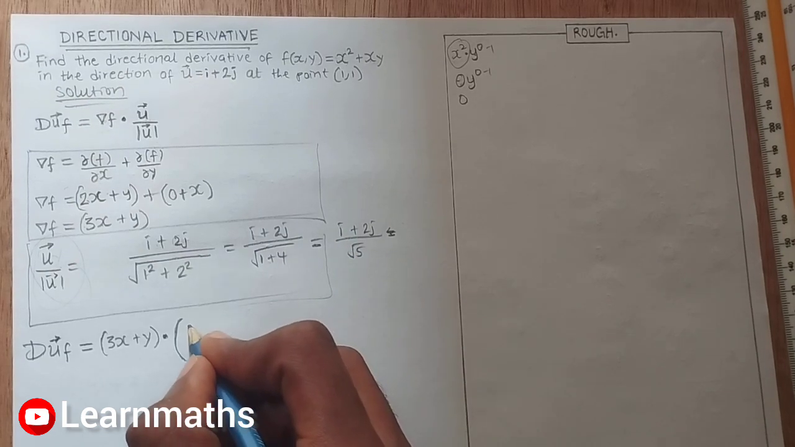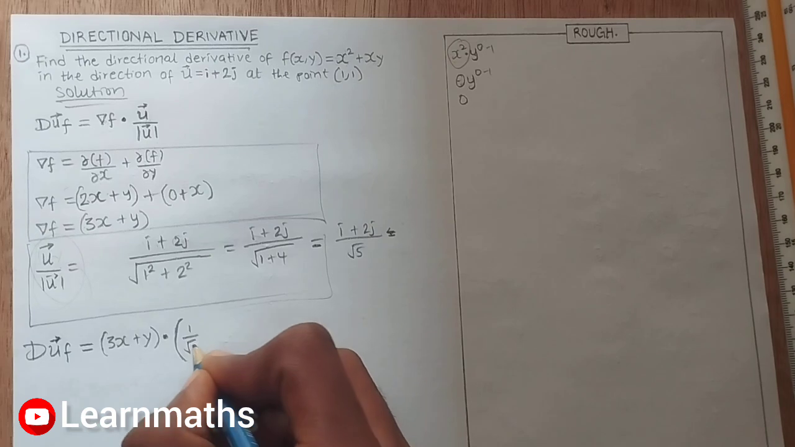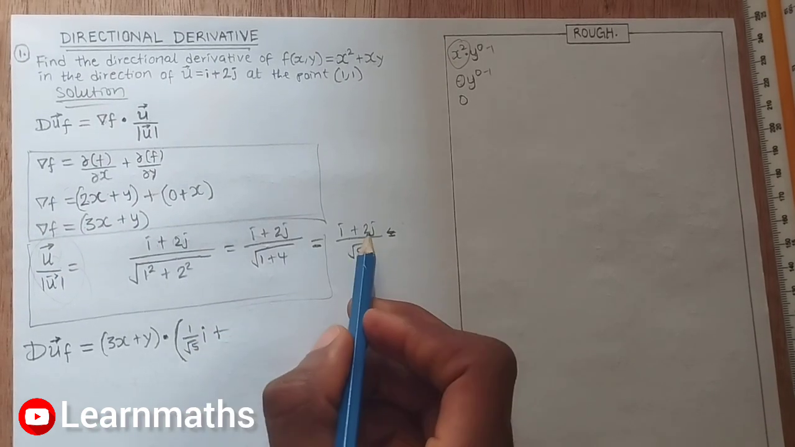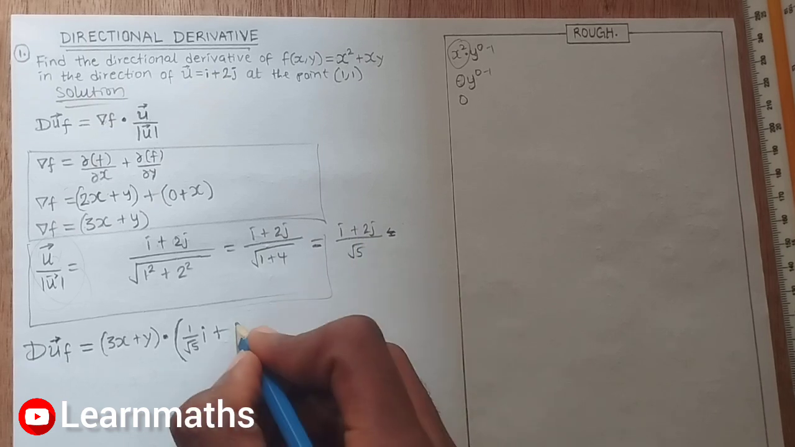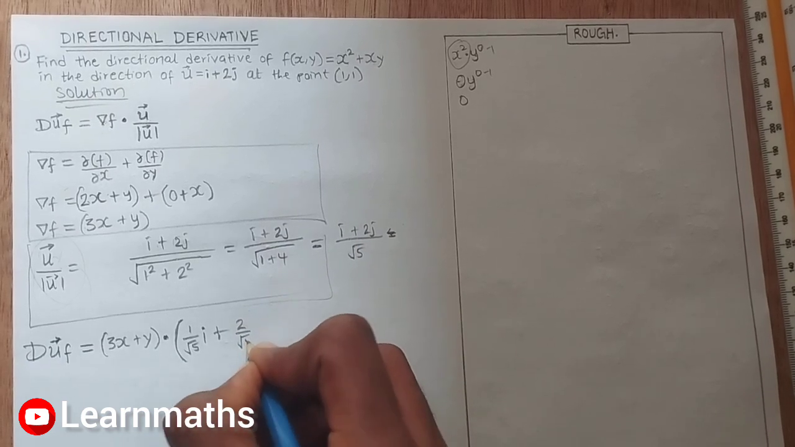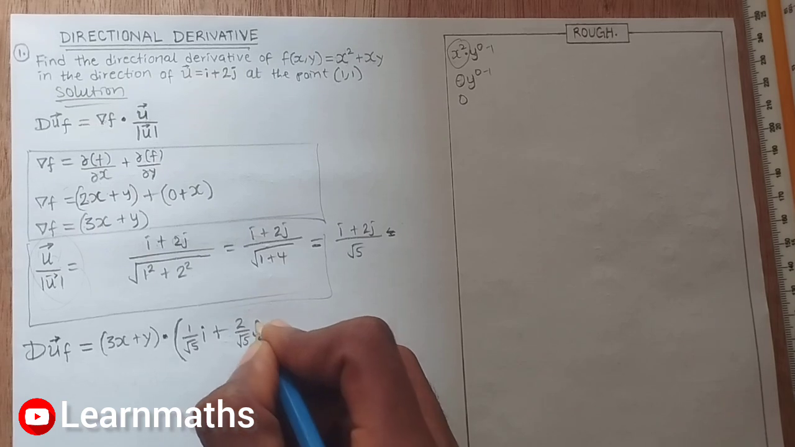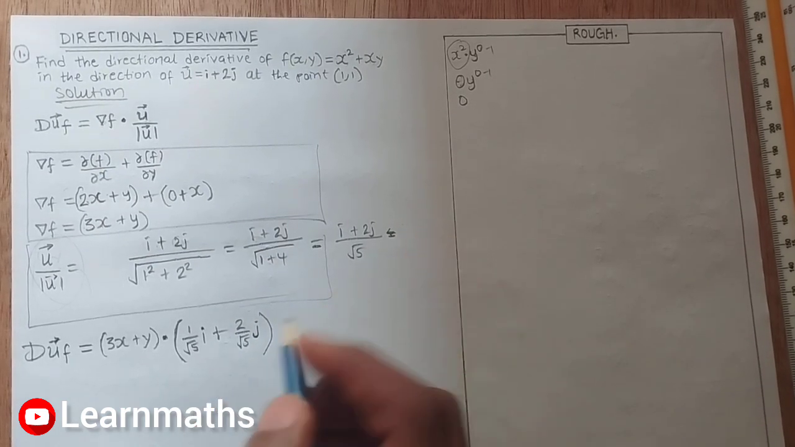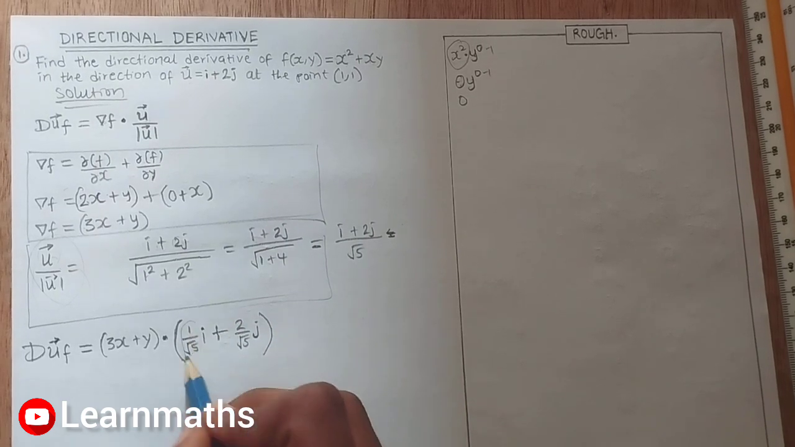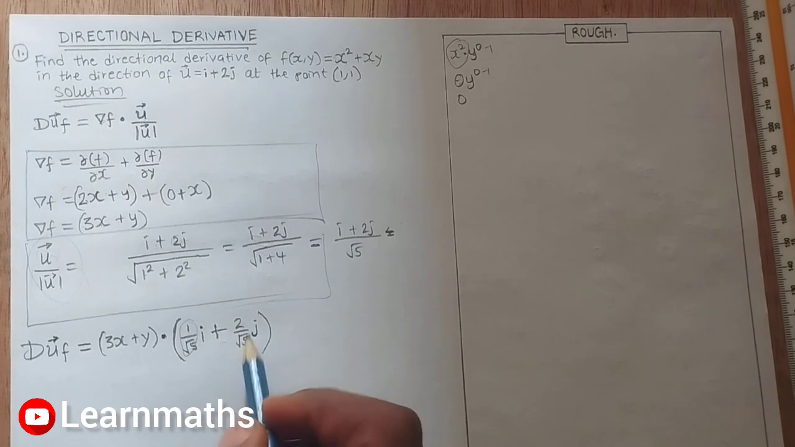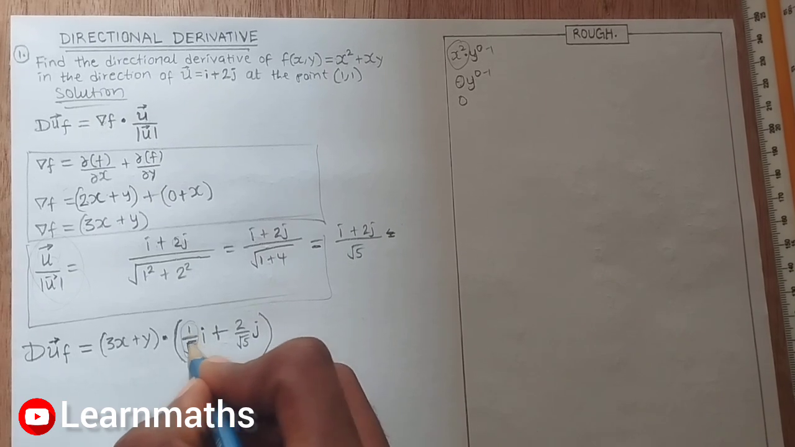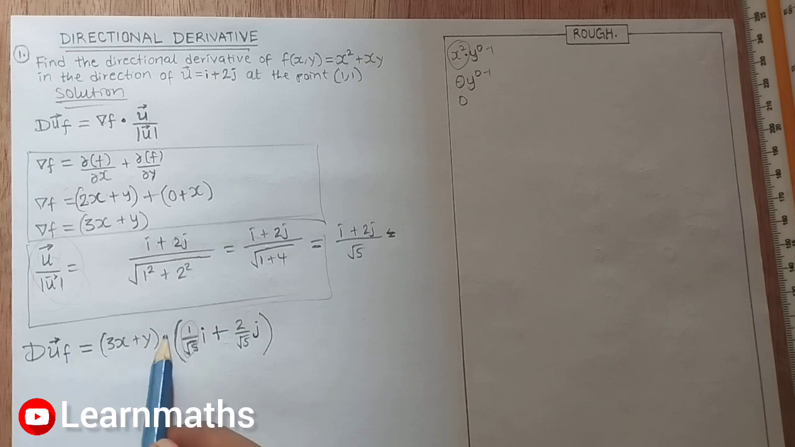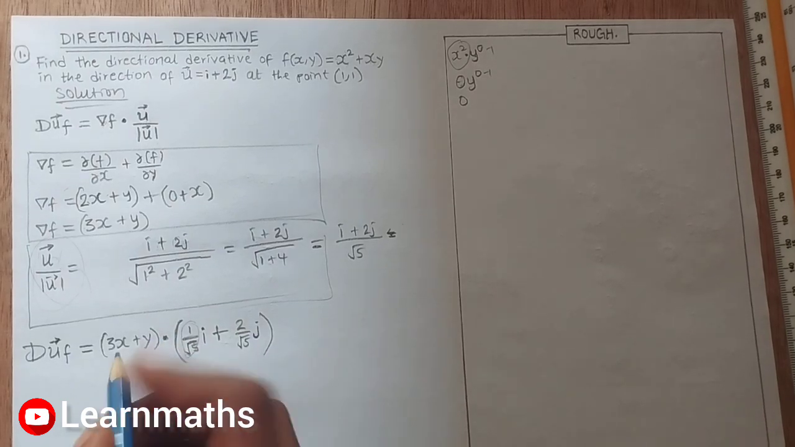I'm going to split this the way I wanted to. That's going to be 1 over square root of 5 i, plus 2 over square root of 5 as the j component. That's the splitting I'm going to do here, but there was no space. So we now have the i component and the j component, 1 over square root of 5 and 2 over square root of 5. Alright, so let's find the dot scalar product of these two.